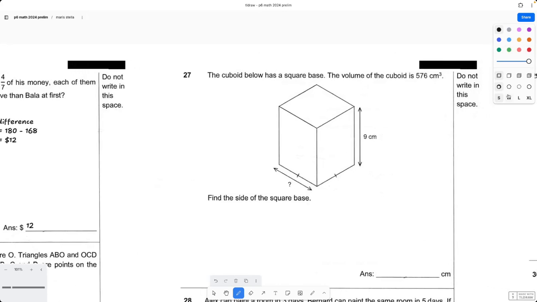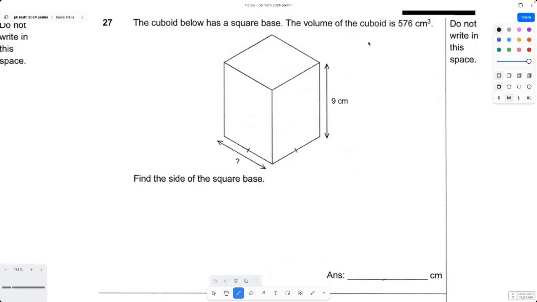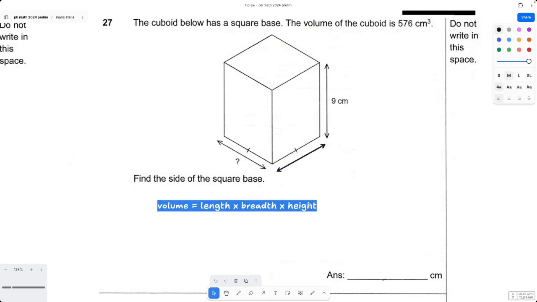Question 27. It says here the cuboid has a square base. The volume of the cuboid is 576 centimeter cube. Find the side of the square base. So we know volume is equal to length times breadth times height. So this is the same.